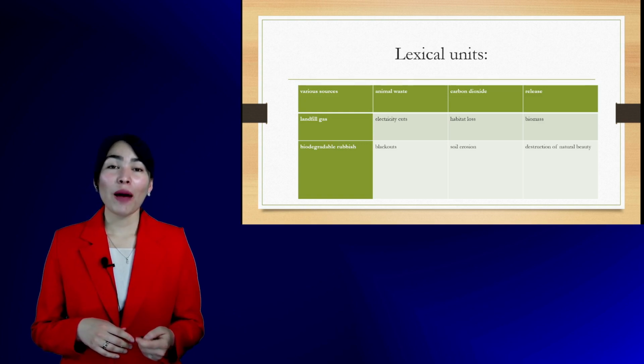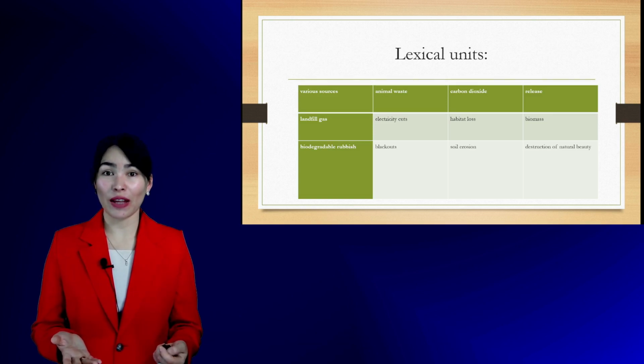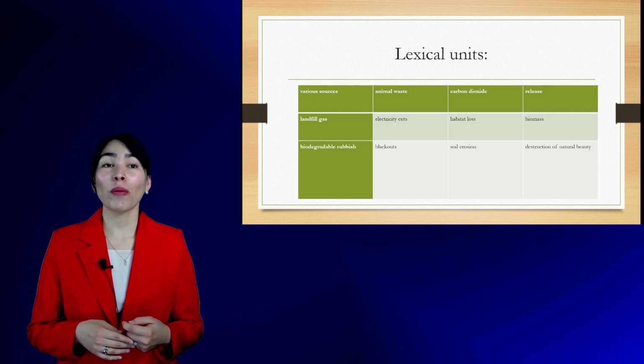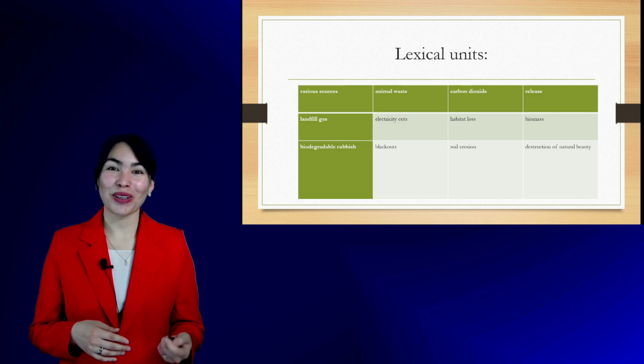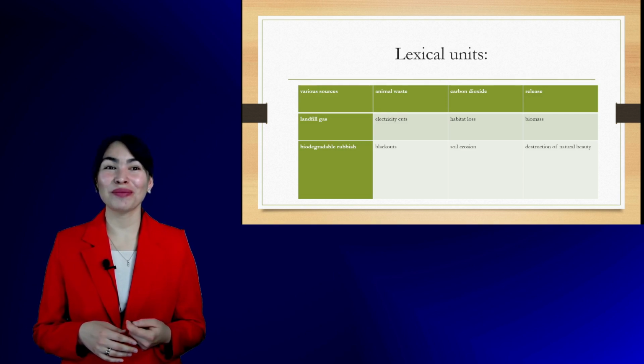Habitat loss. Habitat is the place where animals, birds, and plants live together. So habitat loss is the destruction of this habitat. Biomass. Today we'll learn more about biomass in the case studies, and I will explain it later.